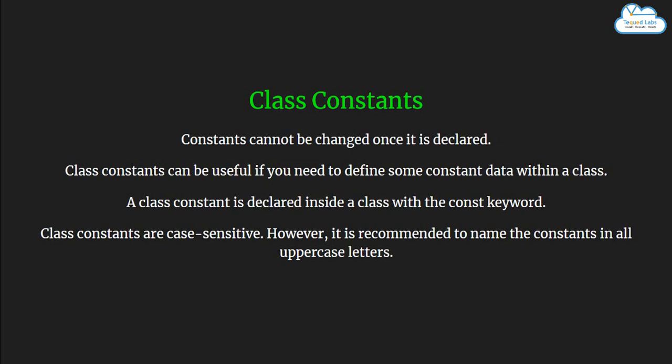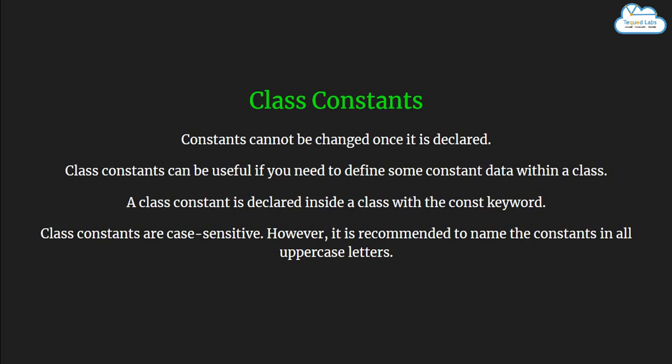Now class constants can be useful if you need to define some constant data within a class. If you want to define constant data within a class, you can use class constants. A class constant is declared inside a class with the const keyword, right? So remember this, there's a keyword called const, which is used to define a class constant. Now class constants are case sensitive. However, it is recommended to name the constants in all uppercase letters. So if you are creating a class constant, it is recommended to give it in uppercase letters, right?